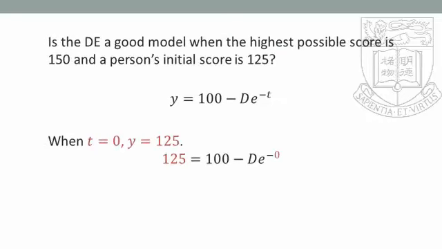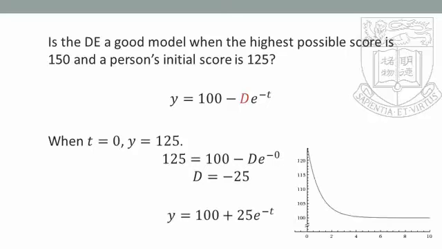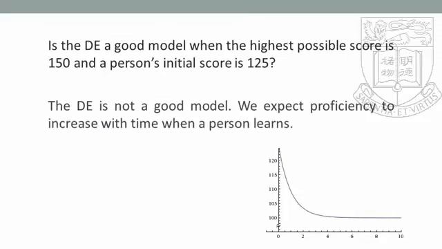Is the differential equation a good model when the highest possible score is 150 and a person's initial score is 125? We substitute the initial conditions into the equation. This gives us d equals minus 25. Therefore, y equals 100 plus 25 e to the power minus t. The graph of y is shown on the right, and we can see that the test score decreases with time. The differential equation is not a good model because we expect proficiency, and hence test scores, to increase with time when a person learns.